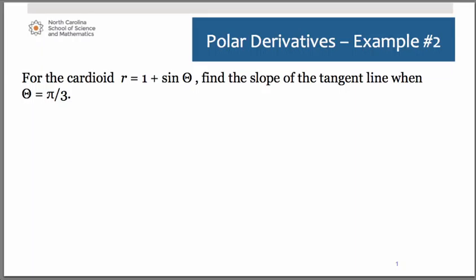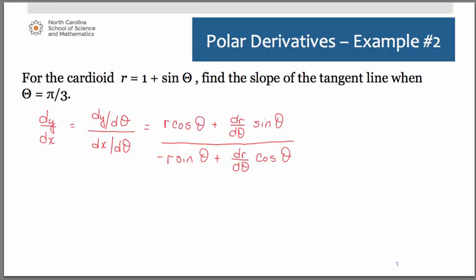Let's take a look at another example of finding the derivative at a particular angle value for a polar curve. Here we have the cardioid given by the equation r equals 1 plus sine of theta, and we are asked to find the slope of the tangent line when theta equals pi over 3.